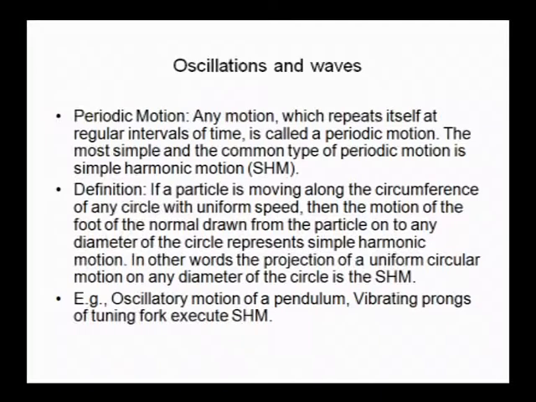If a particle is moving along the circumference of a circle, like the hands of a clock, with uniform speed, then the motion of the foot of the normal drawn from the particle onto any diameter of the circle represents simple harmonic motion. Suppose the second hand of the clock is rotating. If we draw a perpendicular from it to the diameter, the foot of the perpendicular represents simple harmonic motion. Examples are the oscillatory motion of a pendulum and the vibrating prongs of a tuning fork, which execute simple harmonic motion.